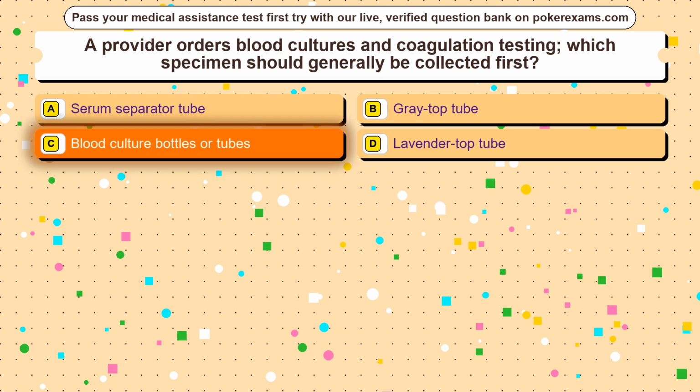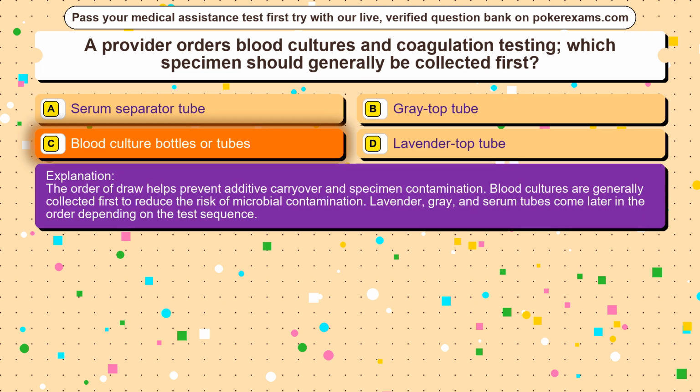The correct answer is option C. Blood culture bottles or tubes. The order of draw helps prevent additive carryover and specimen contamination. Blood cultures are generally collected first to reduce the risk of microbial contamination. Lavender, gray, and serum tubes come later in the order depending on the test sequence.